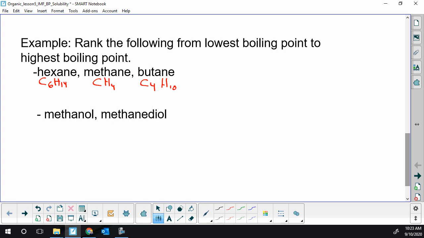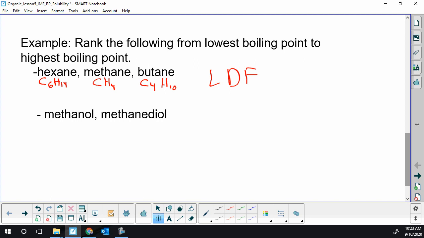Last year's class did this one. I don't know what this is. I think it's C200. So you can't really see, but these are all C's and H's. This is just a great big long hydrocarbon. So all of these are C's and H's only. So all of these have London dispersion forces only. So that's the only force we need to look at.